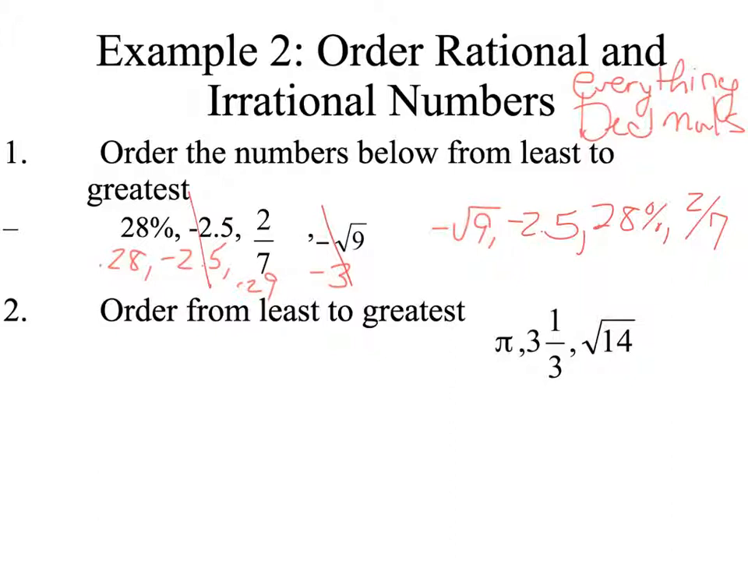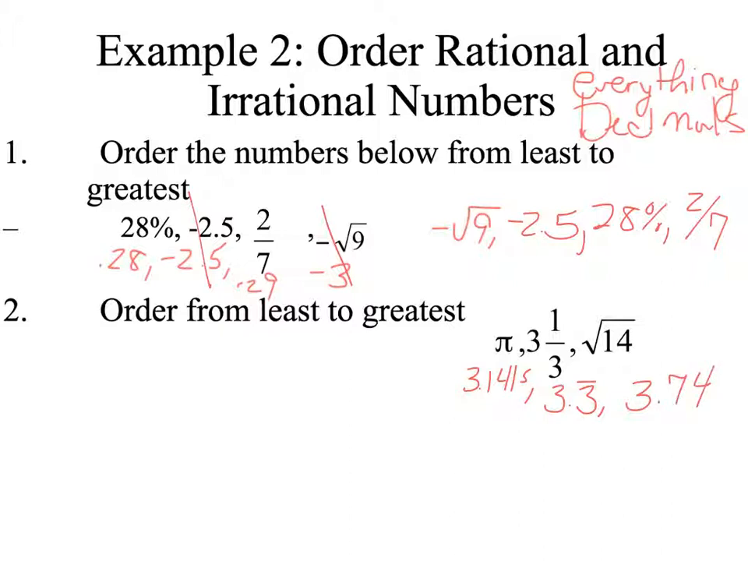So looking at the bottom one again, I'm going to make everything into decimals. So pi is 3.1415. 3 1/3, the 3 goes before the decimal point. Do the 1/3 in the calculator and you get 3 repeating. Square root of 14 is 3.74.